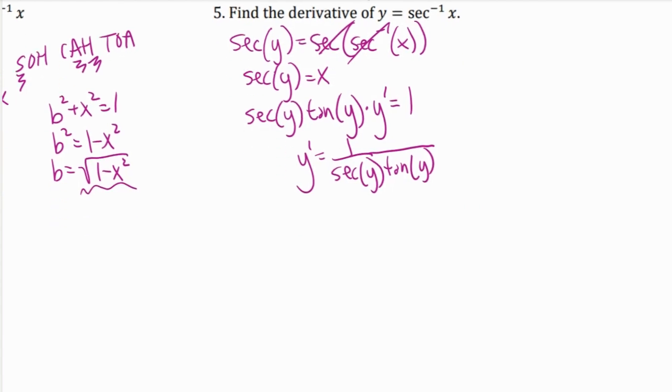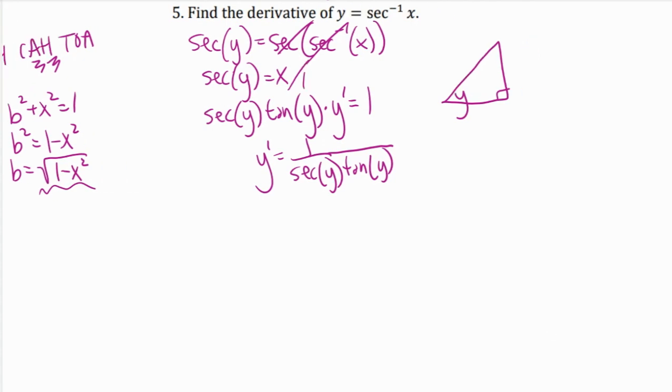Okay, now we're going to set up our triangle. Okay, so y is our angle, and we're going to figure out what side is x, what side is 1. All right, so secant is x over 1. Now using SOHCAHTOA, cosine is adjacent over hypotenuse, so the reciprocal secant would be hypotenuse over adjacent. So my hypotenuse is x, and my adjacent side is 1. Okay, so again, secant is the reciprocal of cosine. So instead of adjacent over hypotenuse, it's hypotenuse over adjacent.